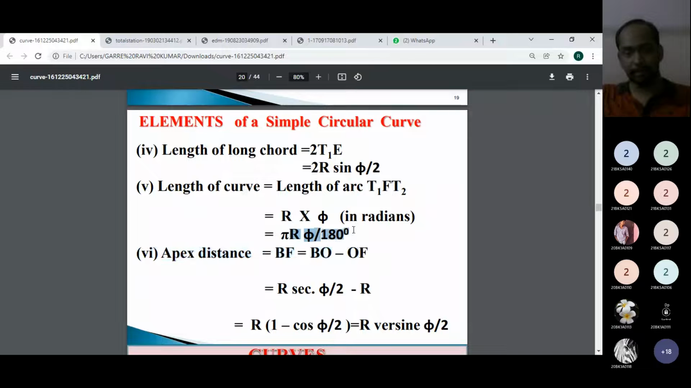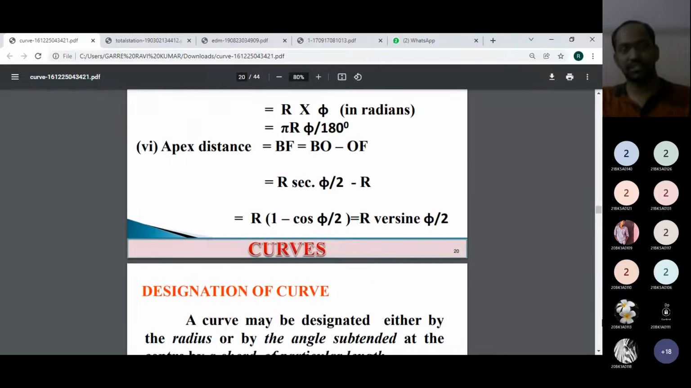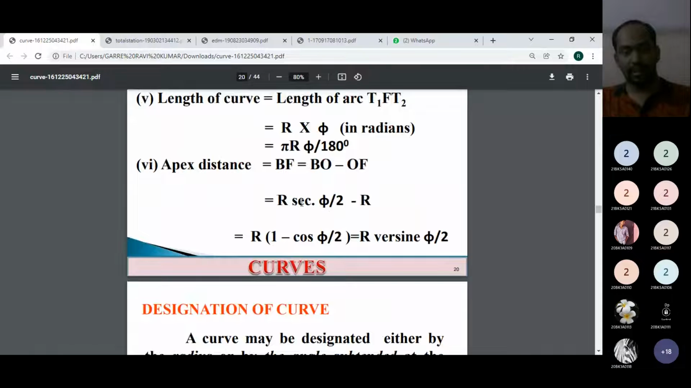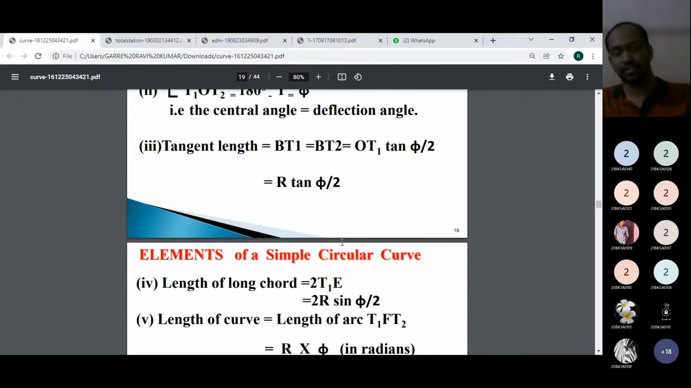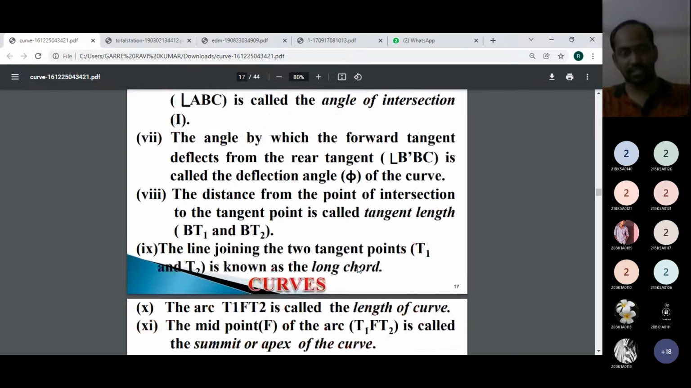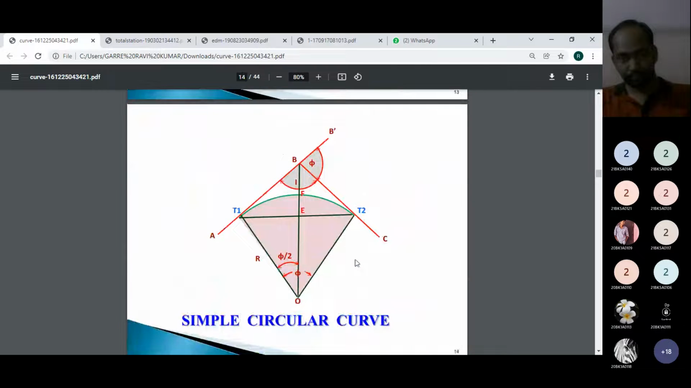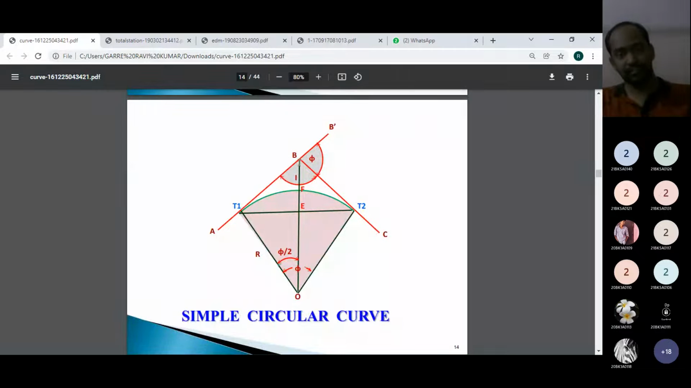That is the formula. The apex distance we can calculate by using the formula R secant phi by 2 minus R, that is R of secant phi by 2 minus 1. By using that we can also determine the apex distance. Here BF is the apex distance. You can see in this figure, B is the point of intersection of the two tangents and F is the midpoint of the curve. The distance between B and F is called the apex distance. That apex distance is also a most important parameter.